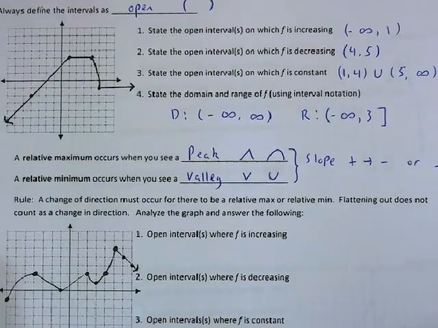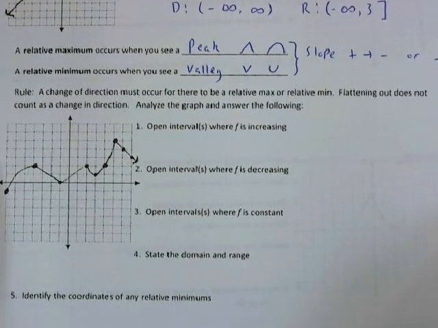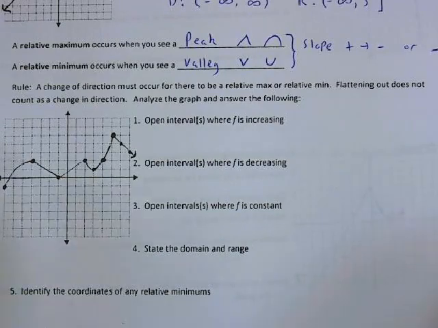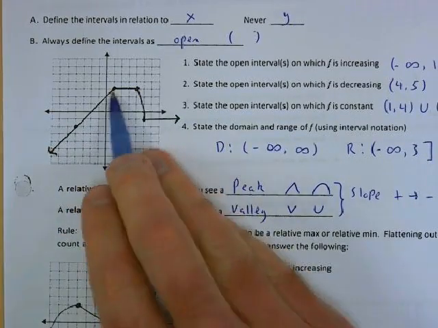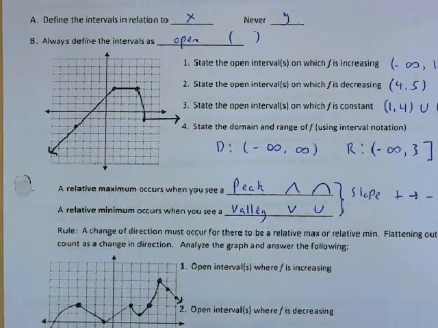Okay. All right, so let's apply this stuff here. Rule: a change in direction must occur for there to be a relative max or relative minimum. In other words, it has to go from increasing to decreasing or vice versa. It can't go from increasing to constant to decreasing. This does not provide us with a relative maximum. Okay.